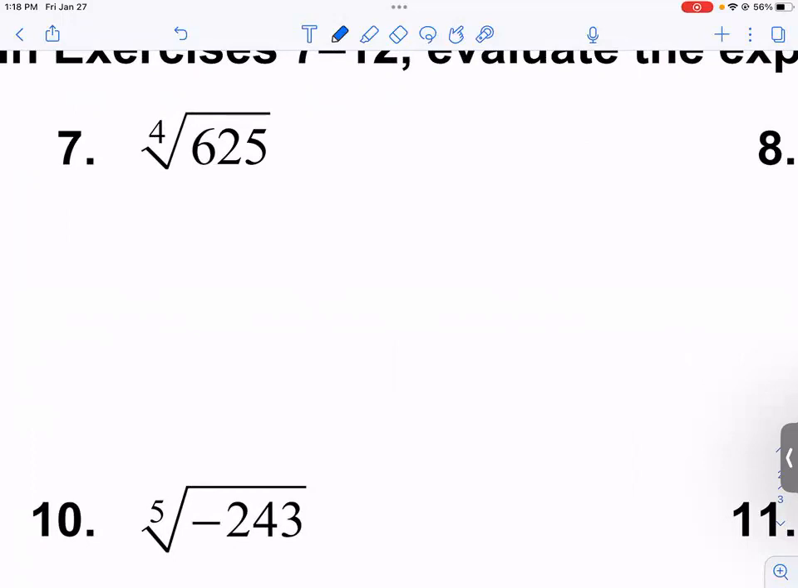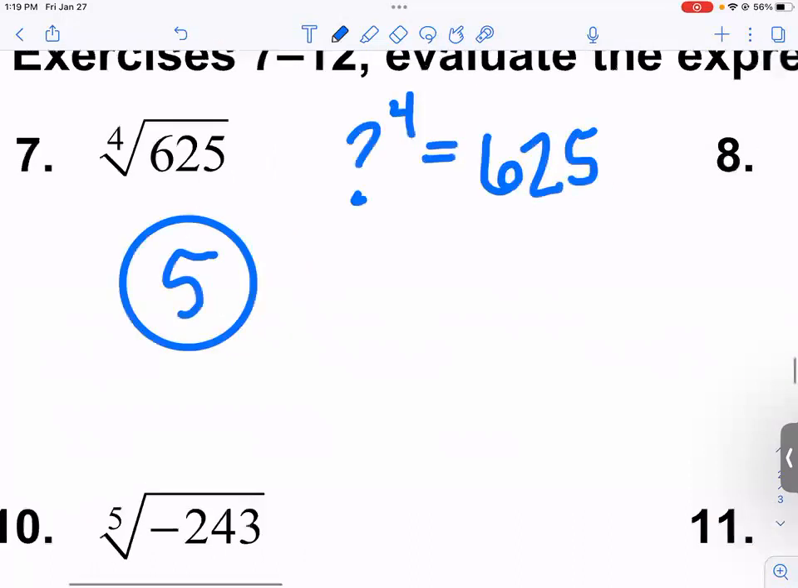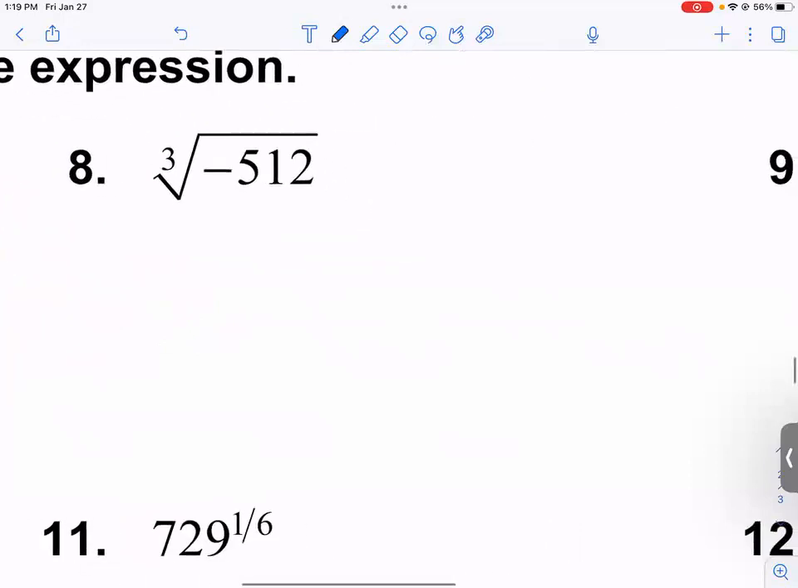The 4th root of 625. I am asking you what raised to the fourth power is 625. It's 5. Okay, you can use a calculator to help you figure it out. This one, you should know from your chart yesterday. Not 8.